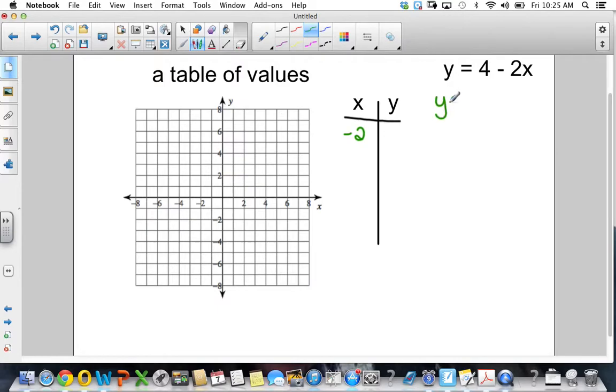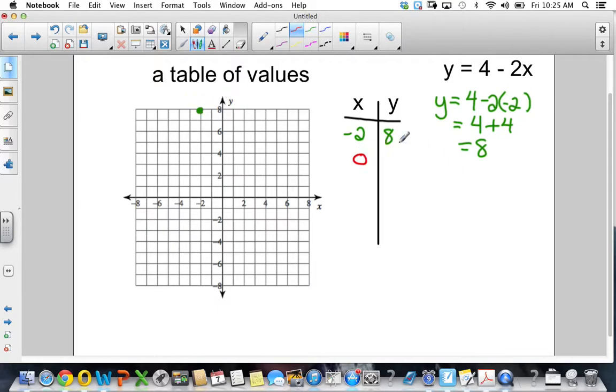And when you substitute into an equation, you should always put your number in parentheses so you don't get confused by the negatives and the positives, especially when you're squaring numbers. Mistakes are made when they're not substituted into parentheses. So this becomes 4 plus 4, which is 8. So we can graph our point, -2, 8. There's our first point. Pick another point.